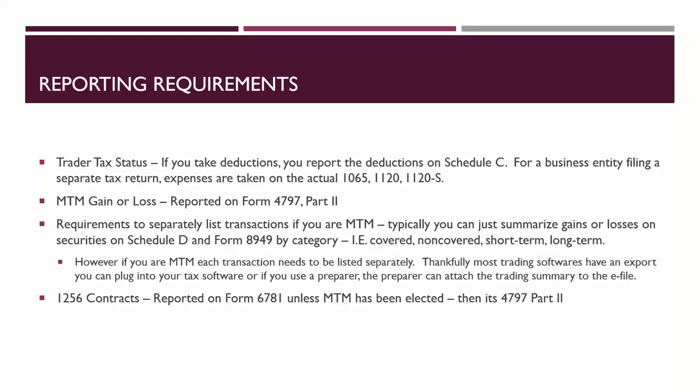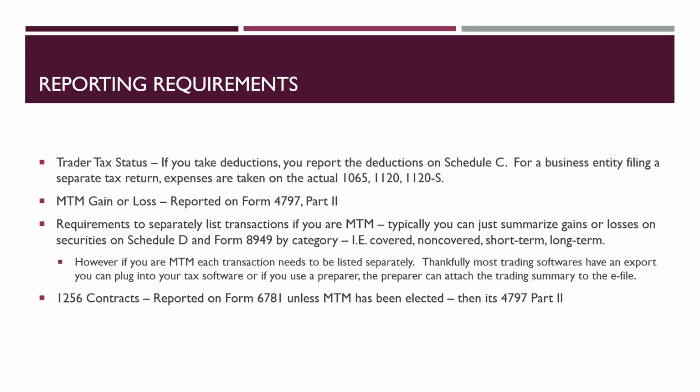If you're a business entity, you're just going to quite simply file your expenses on the actual 1065, 1120, or 1120S form, just like you would any other business. If you make a mark-to-market election, there's gain or loss. You're reporting this on Form 4797, Part 2, as ordinary income or loss. Very simple.